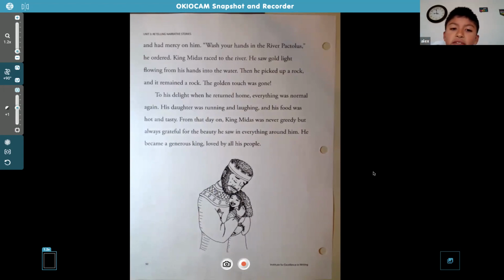He saw a gold light flowing from his hands into the water. Then he picked up a rock and it remained a rock. The gold touch was gone. To his delight, when he returned home, everything was normal again. His daughter was running and laughing, and his food was hot and tasty. From that day on, King Midas was never greedy, but always grateful for the beauty he saw in everything around him. He became a generous king, loved by all his people.